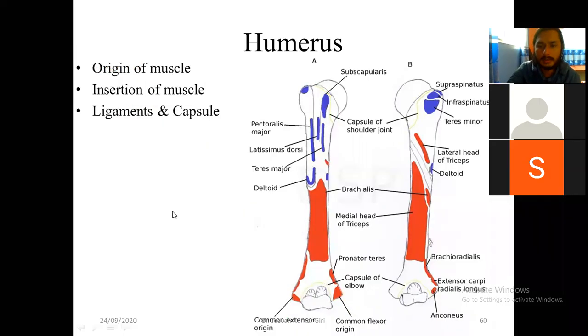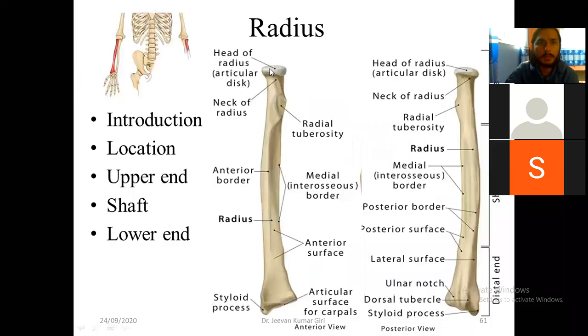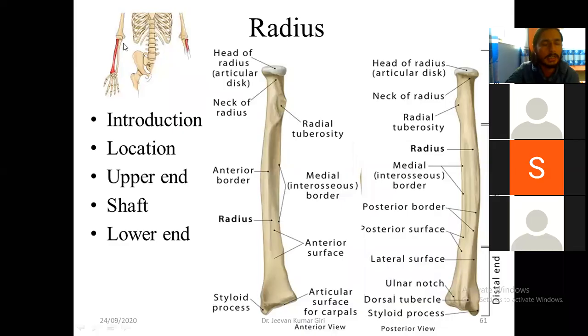Now the next bone, that is the radius. Introduction: the radius is again a long bone of the upper limb. It's not the longest bone, but as for the type of bone, the radius is a long bone. You can see in this diagram, highlighted in red, that is the radius. There are two radii, one in each forearm, so this is the bone of the forearm.